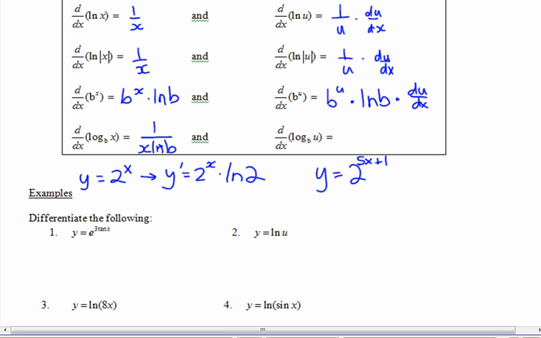Okay, so this is when our exponent is not just a variable x. It's more than that. And so the derivative of this guy, using our formula here, would still be 2 to the power of 5x plus 1 times the natural log of my base, which is 2, and times the derivative of our exponent, because that's our u. And so what's the derivative of the exponent in this case? 5. So times 5.